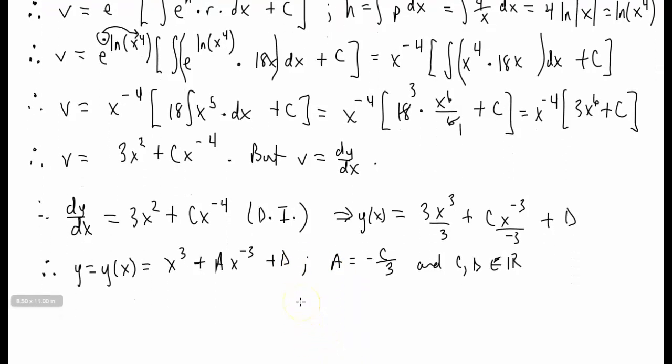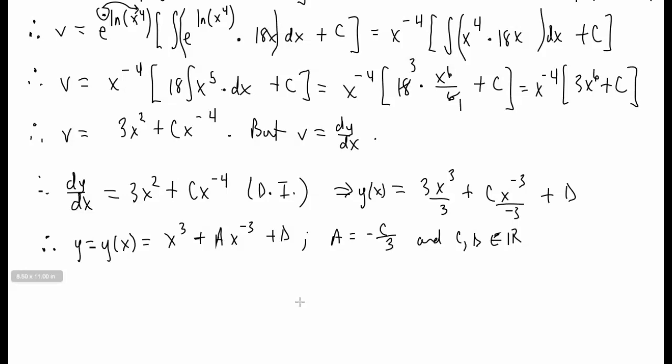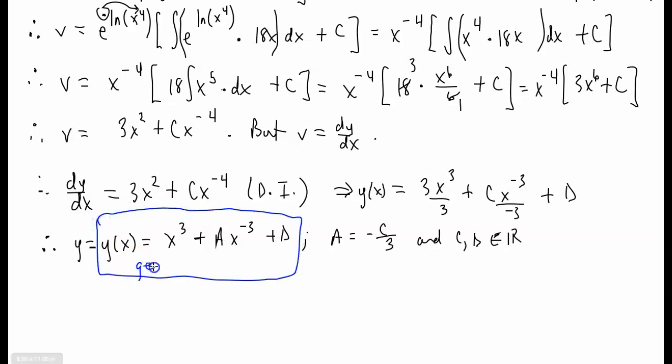So at this point, we have our general solution for our ODE. What we need is a particular solution, meaning that we need to use our initial conditions to help us find out what a and what d actually are. So we're going to use that now.